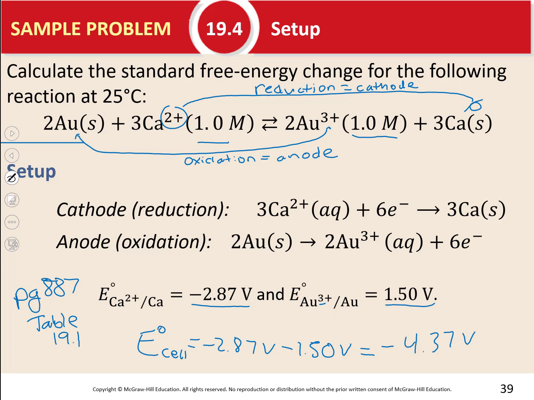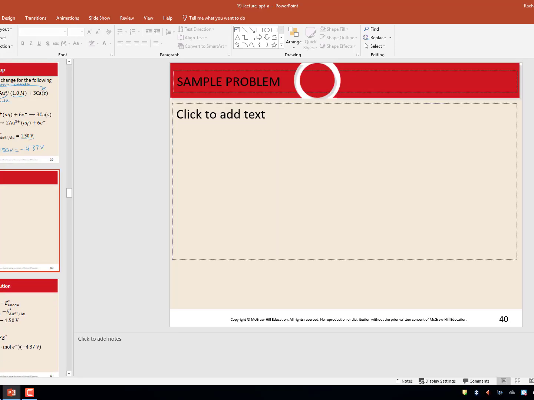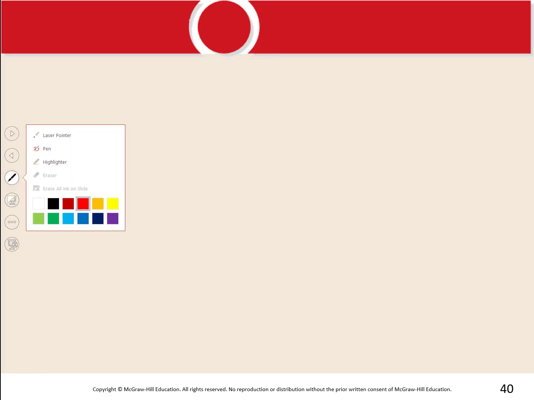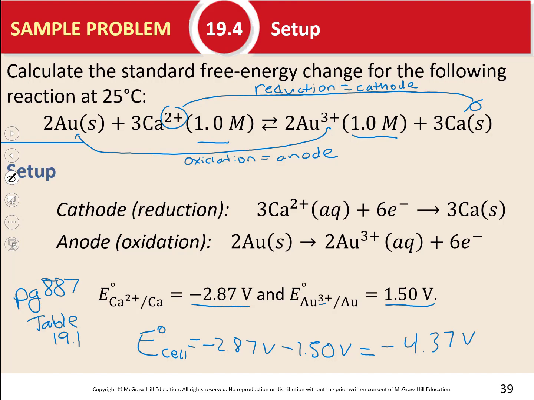Let me get a blank page here. Just determine the E standard of the cell is negative 4.37 volts. All right, so we're asked to calculate delta G standard. So our formula for delta G standard is negative n F E standard of the cell.